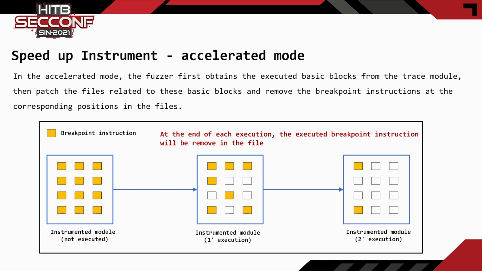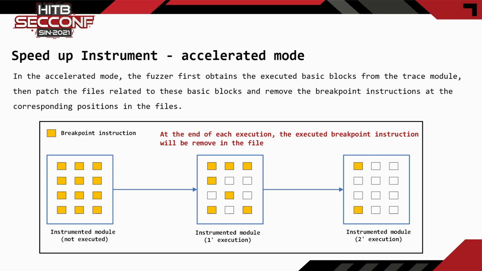First of all, we know that in Trapfuzzer, the trace module will save and send the basic block information of each test case to the fuzzer. In the accelerated mode, the fuzzer first obtains the executed basic blocks from the trace module, then removes the breakpoints of these basic blocks in the file system. In this way, the breakpoint instruction of each basic block will only be triggered once during the entire fuzzing process, or never be triggered. The result is that the average execution time of the program in fuzzing is similar to the program without instrumentation.